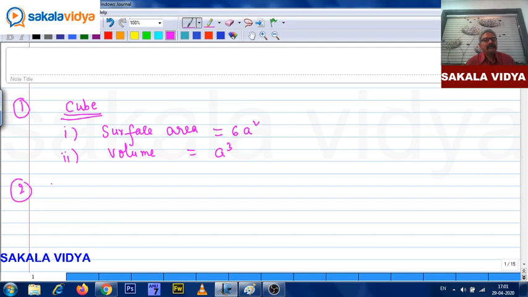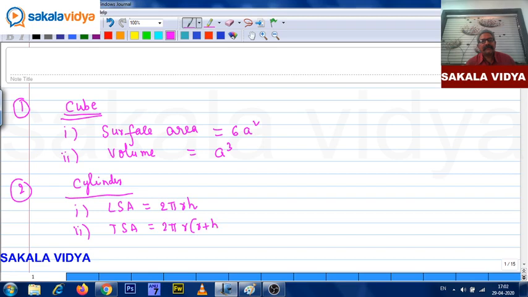Second, cylinder. So, lateral surface area 2 pi r h. Second, total surface area 2 pi r into r plus h. Next, volume pi r square h.